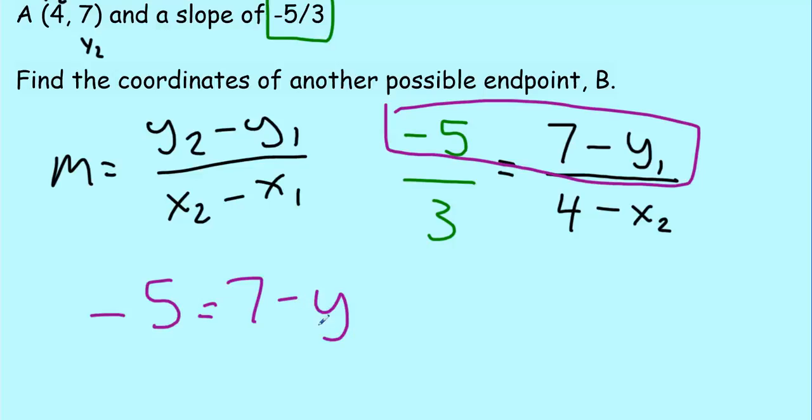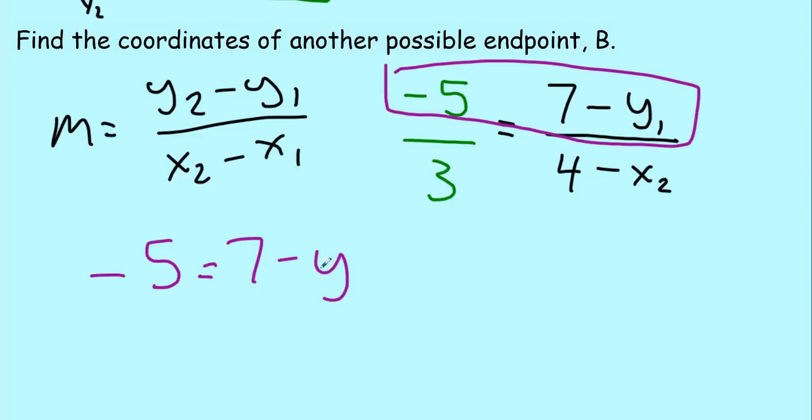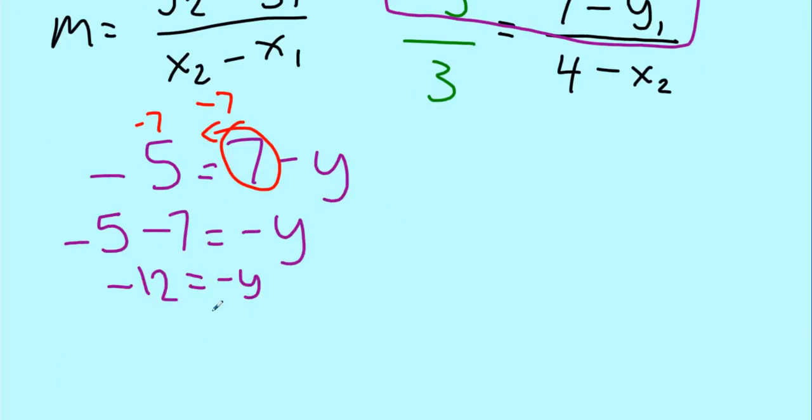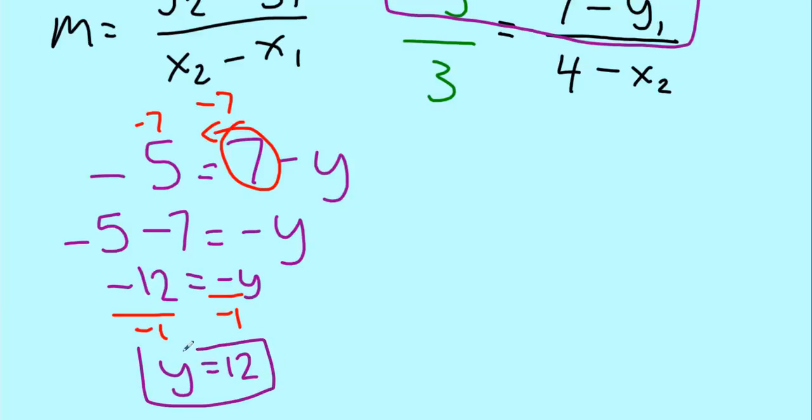You're going to use inverse operations to figure out what the y value is and isolate for it. So I'm going to bring the 7 over to the other side by subtracting 7 on both sides. So -5 minus 7 is equal to -y. This simplifies to -12, which equals -y. And then I always want my y's to be positive, so you can divide both sides by -1, or just let the negative signs cancel out. So y is equal to 12. So that's one point.